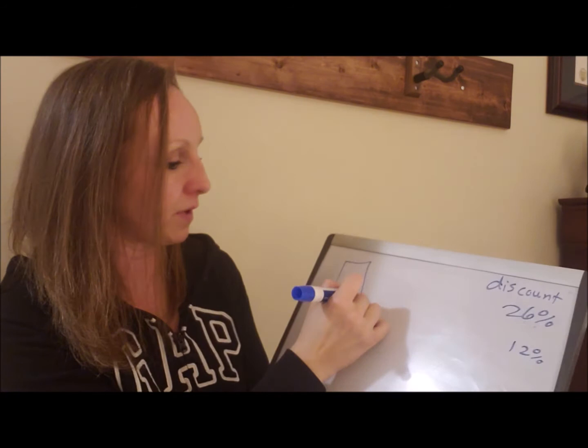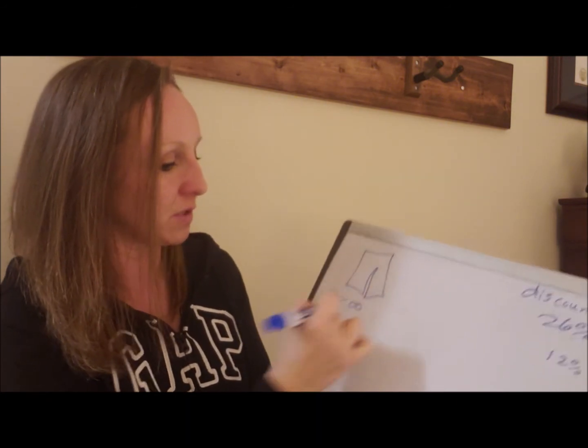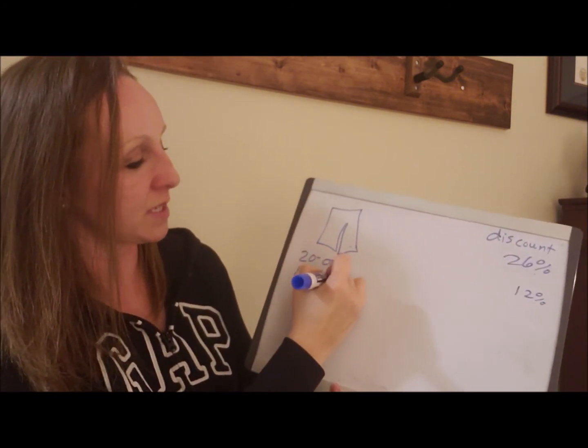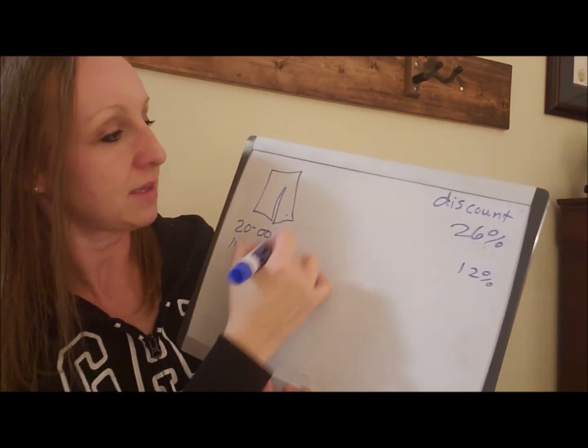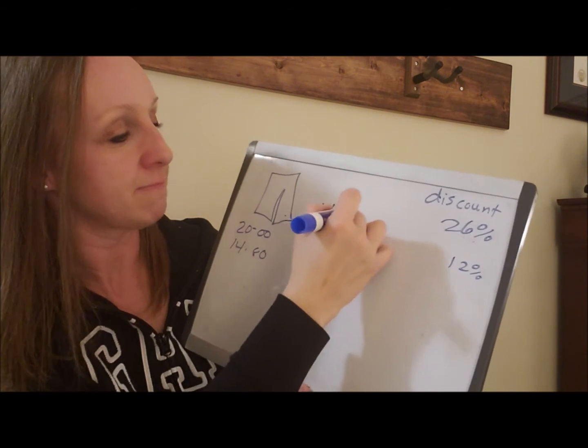So watch this. Our final amount, $14.80, I'm just going to write this over here, and our original pants were $20. So let me erase all this. Okay, so our pants over here were $20. After a discount, they were $14.80. I just don't want to forget all these numbers. They're just so important. So we're going to take this number and come up here. So $14.80.